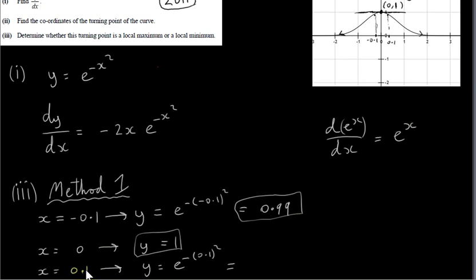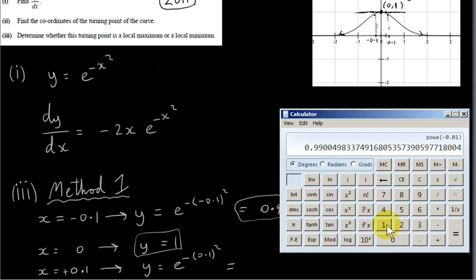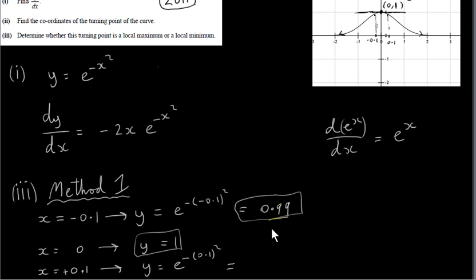Now, what about x equals plus 0.1? That's this value here. Will we get a value that's less than 1? So what we want is minus 0.1 squared, which is minus 0.01. See, we get 0.99. We actually get the same value as this value here. This curve is actually symmetrical about the y-axis.